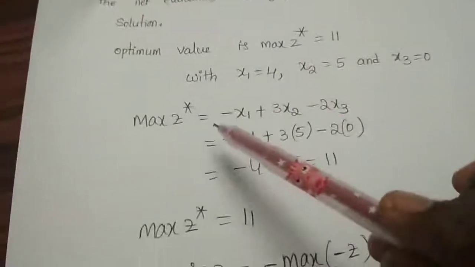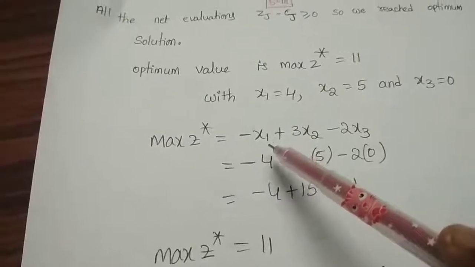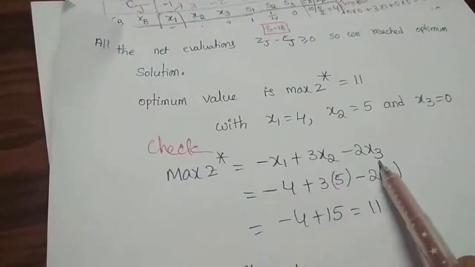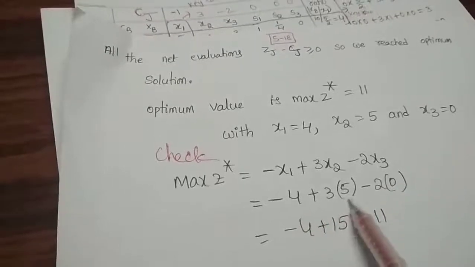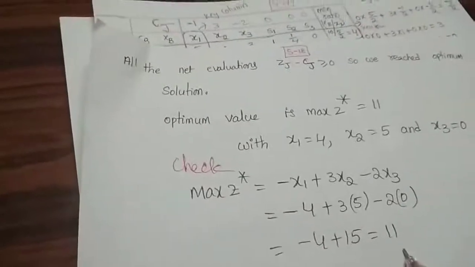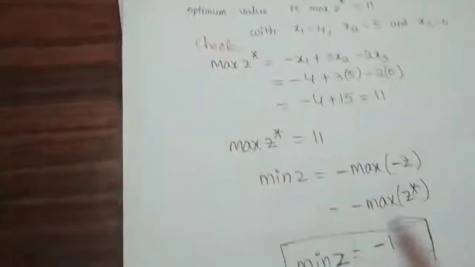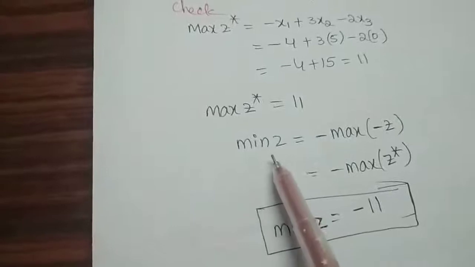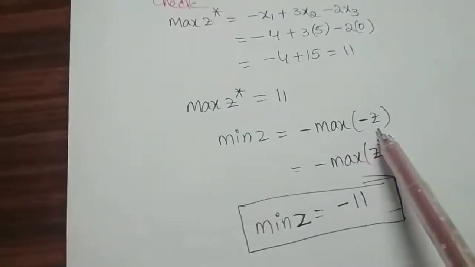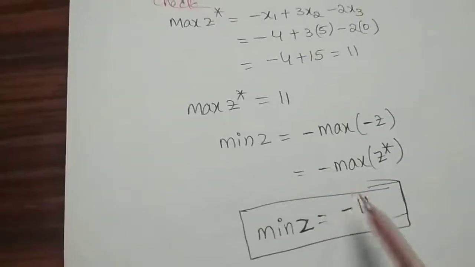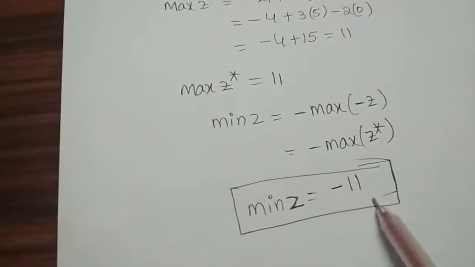Now the maximum of z star, we substitute in the maximization form. Generally this is called the checking point. That is minus x1 plus 3x2 minus 2x3, with x1 equal to 4, x2 equal to 5, x3 equal to 0, we got the value 11. So here also 11, here also we got the value 11. Therefore we convert to minimization form. Minimization of z equals minus of max of minus z, that equals z star, that equals max z star equals 11, minus of 11, therefore minimum of z equals minus 11.